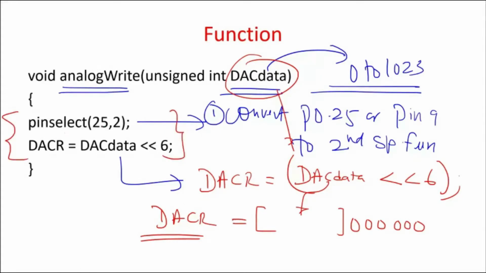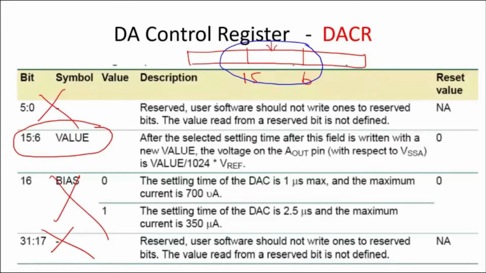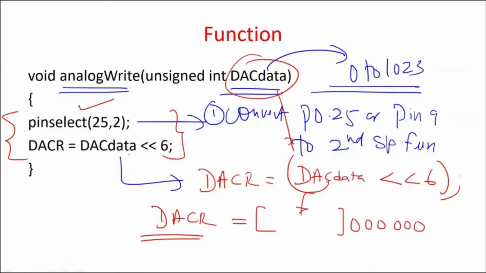Pin select 25, 2, which will configure port 0.25 into second special function, which is the DAC. Second, I assign the DA control register with a 10-bit data by left shifting this by 6. Why left shifting by 6? Because the data to be written is available from bit 6 to bit 15. So this is the only 2. This is the simplest function that you can find in LPC 2148. So let us take some sample problems.